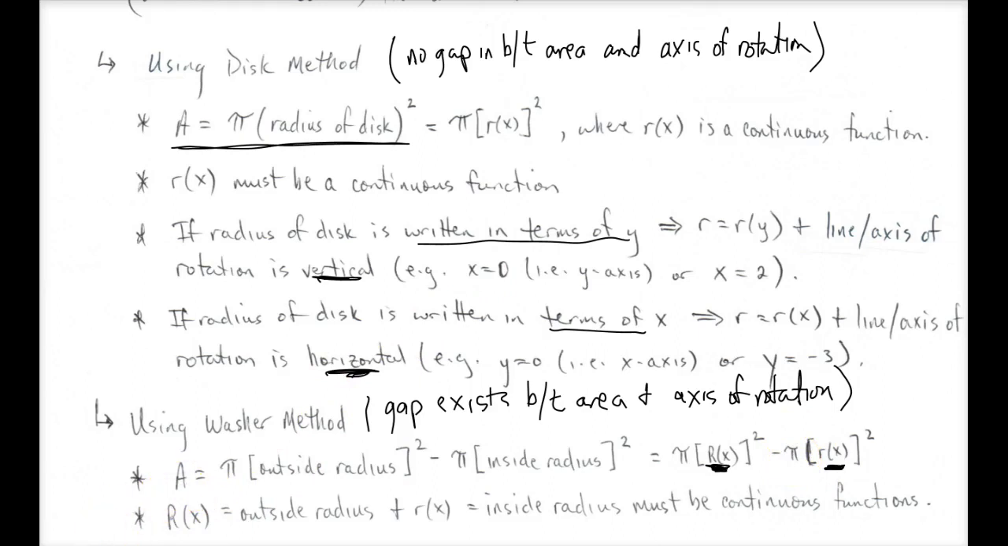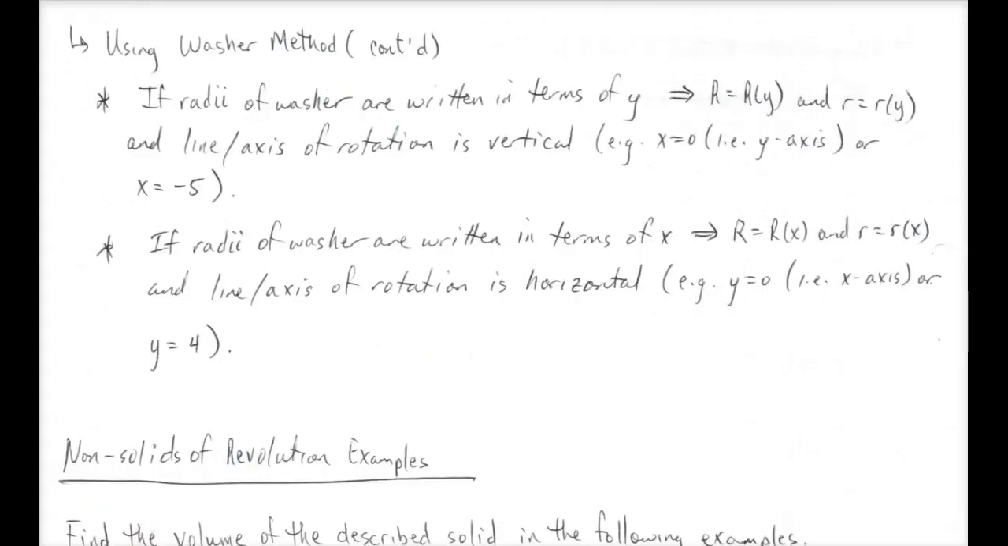If we're going to calculate the volumes this way. And finally, before we get to doing some of the examples here, again, if we characterize the radius as a function with respect to y, then the axis of rotation is vertical. And if we're able to characterize the radius with respect to x, then we know that the axis of rotation is horizontal. So next what we'll do is get into some non-solids of revolution examples and then solids of revolution examples.